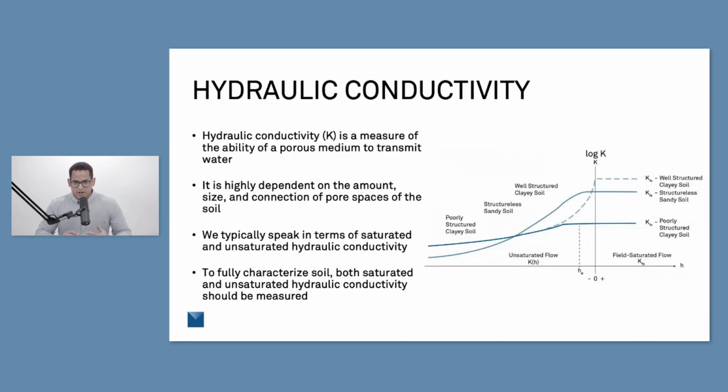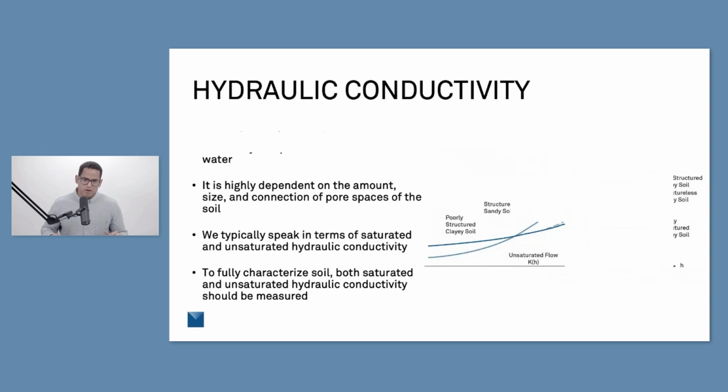When we're talking about hydraulic conductivity, we're typically speaking either in terms of saturated hydraulic conductivity or unsaturated hydraulic conductivity. And here on the right, you see a graph showing how those curves change. You start at saturated on the right and then work towards unsaturated on the left for a few different soil types. We'll dive a little bit deeper into that, why that's important as we keep going. But to fully characterize the soil, both saturated and unsaturated hydraulic conductivity should be measured, because they really give us a full understanding of how some of these properties are changing. And I'll dive into why both are important right now.